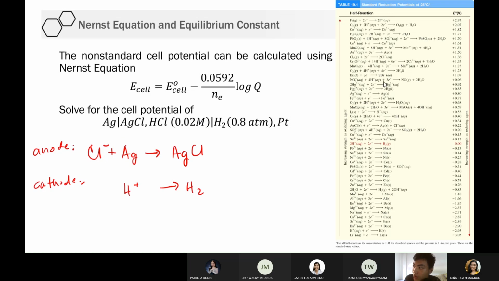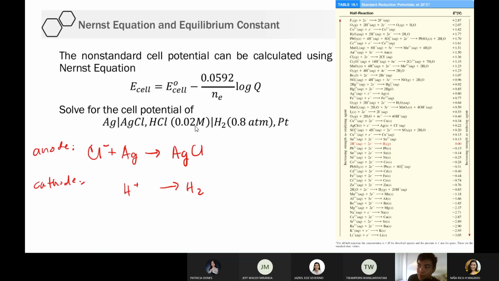Okay, so the cell potential can be obtained on this table. Okay, so again, it doesn't matter whether the reaction is reversed or not. Just look for the E cell there. Then you can solve for this. And then after you write the equation, you can now write the Q. Okay, so plug in the ions that can be written on the Q. And then plug in their concentration.